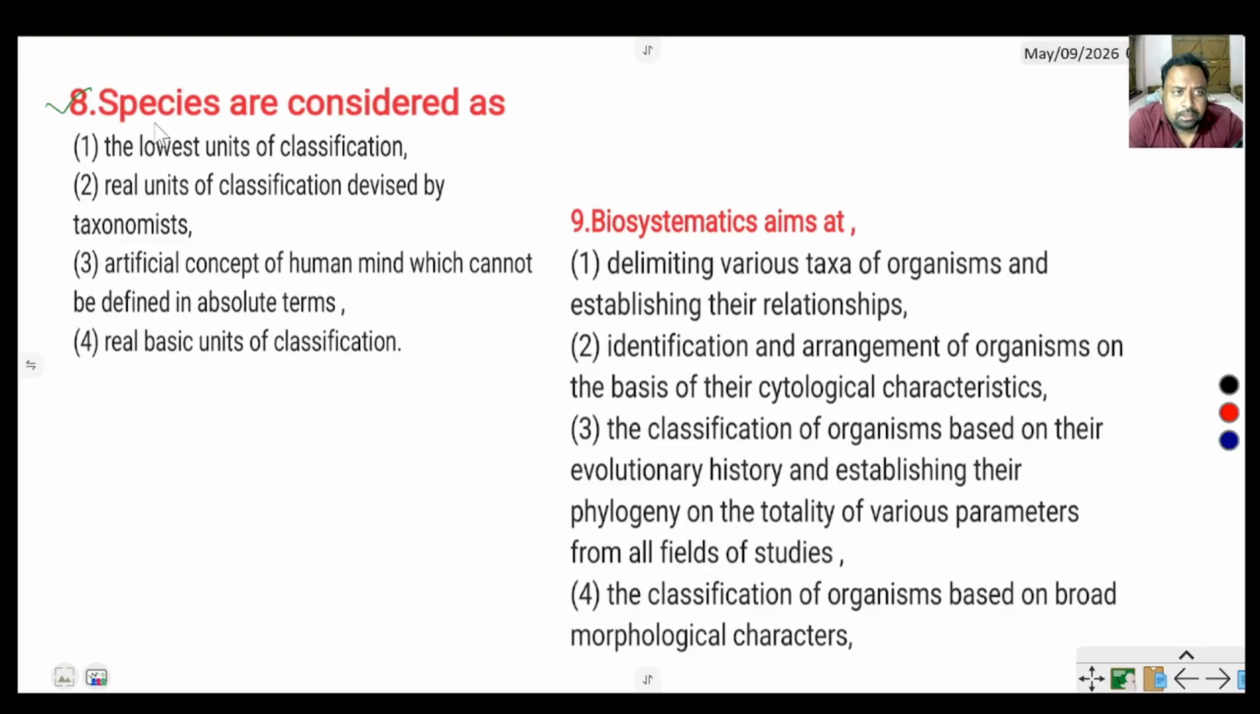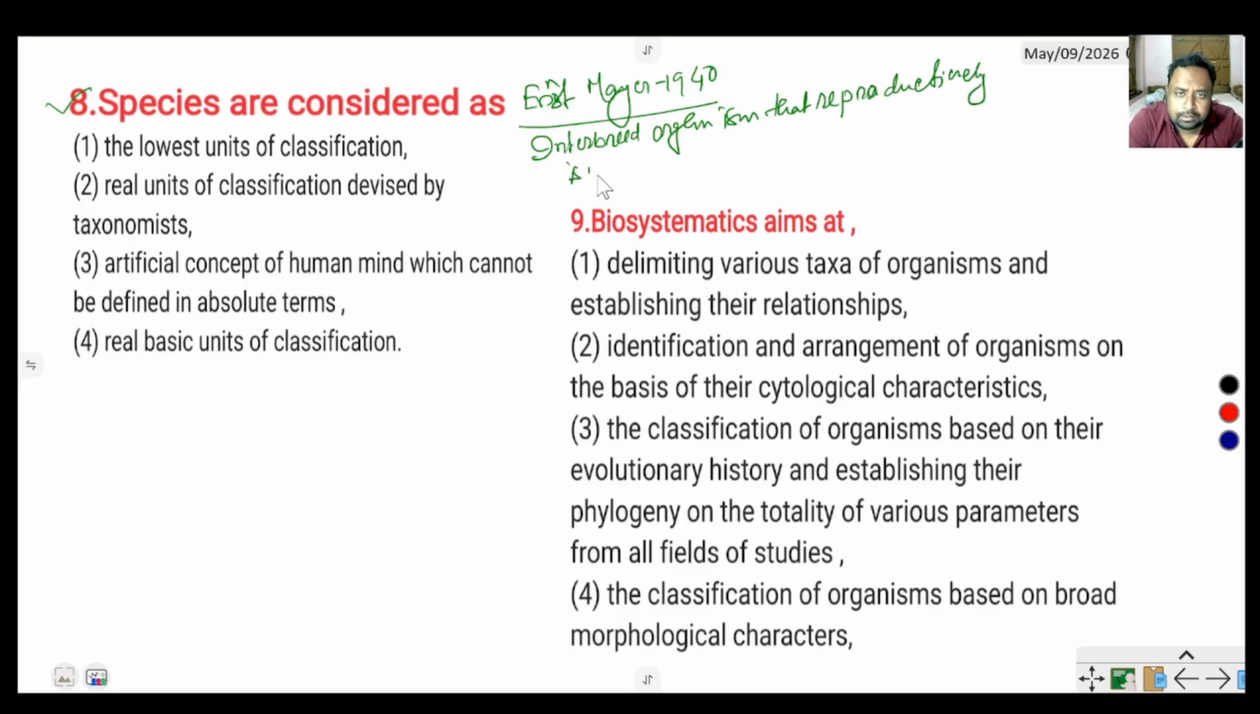Species are considered as biological species concept, first established by Ernst Mayr in 1940. Okay, he proposed that the interbreeding organisms, reproductively isolated from other similar groups of organisms, that group of organisms is called species.